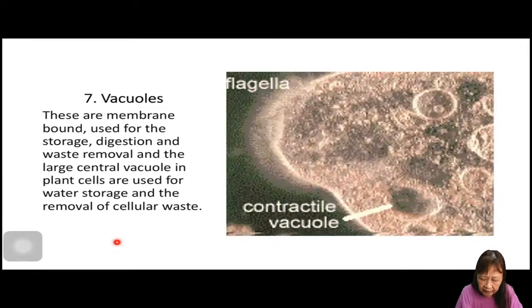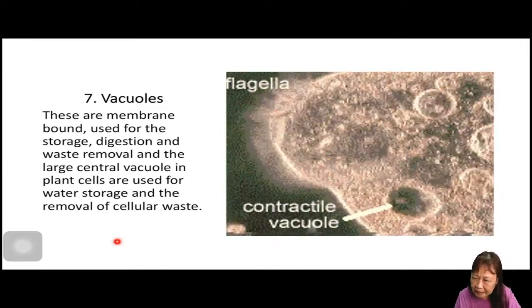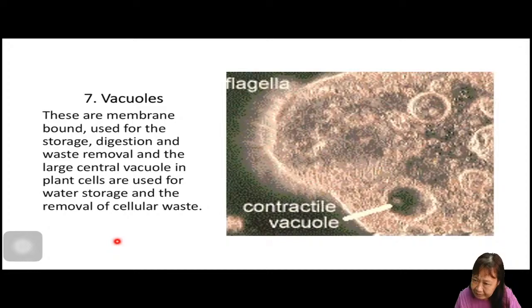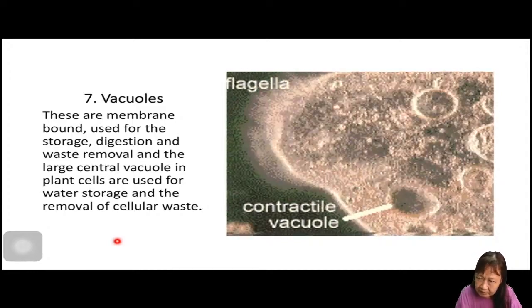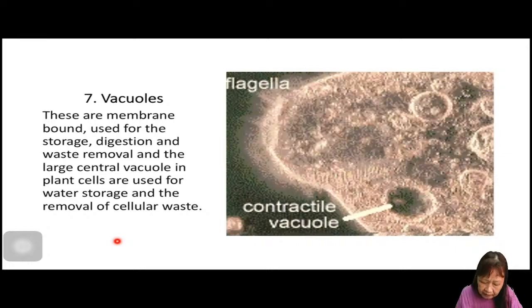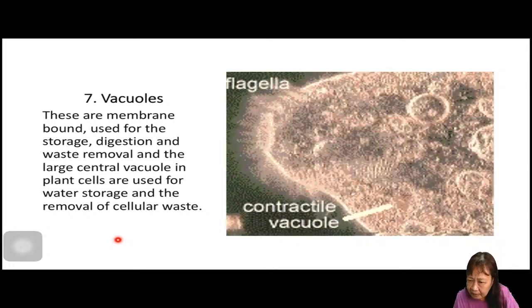Where do we find the vacuoles? Can we find it only in plants? Can we find it in animals? Or we can find it in both? Anybody can answer that question?